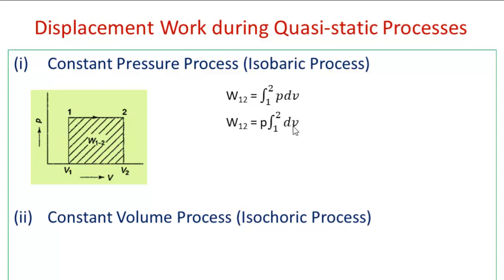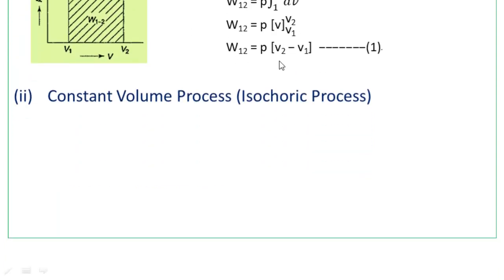When we integrate dV, it will become V, and we are going to apply the limits V1 to V2. So P into V between the limits V1 to V2. When you apply the limits, it will become V2 minus V1. So work transfer during a constant pressure process is P into V2 minus V1. So this we have to remember. For any quasi-static process undergoing constant pressure, the work transfer is given as P into V2 minus V1.